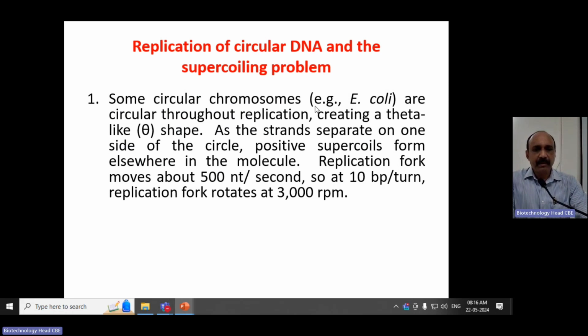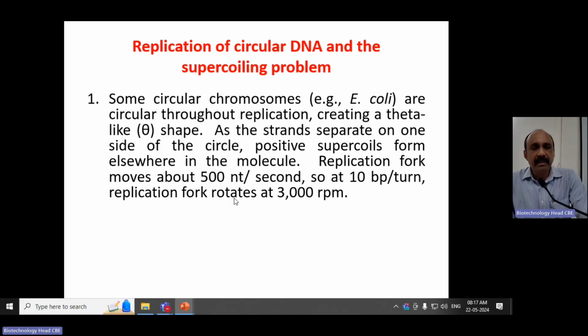In the circular chromosomes, they remain circular throughout the replication, creating a theta shape. As the strands separate from one side of the circle, positive supercoils form in the back end of the molecule. The replication fork moves at around 500 nucleotides per second. At 10 bases per turn, the replication fork rotates at around 3000 RPM.